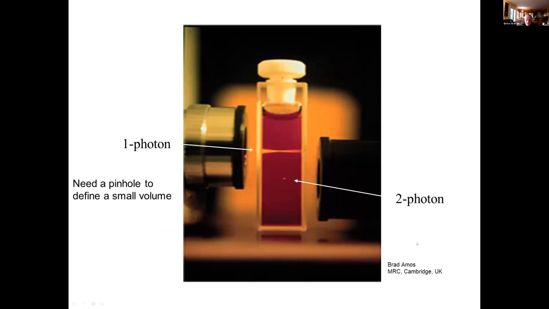This is a slide that was given to me by Brad Amos when he was working many years ago in this field. That slide has been reproduced, I don't know, 100,000 times. And every time you see something about the difference between 1-photon and 2-photon, it's something like that. On one side, you have 1-photon excitation. This is a solution of rhodamine. This is the color, and you can see the beam going through. You can see, first of all, that everything along the beam is excited. And yes, you can put a pinhole in some position or in any other position and decrease the volume of observation.